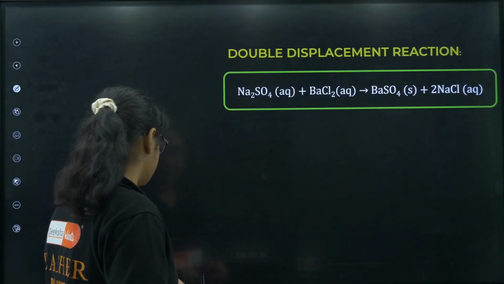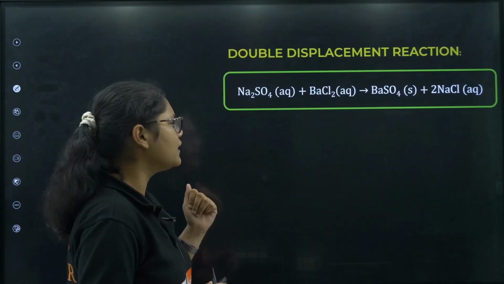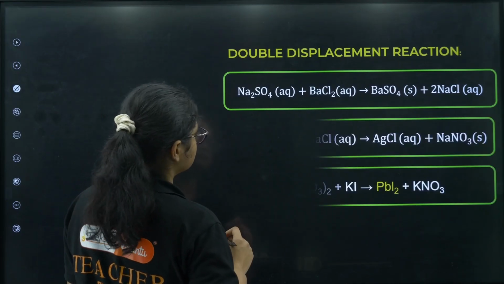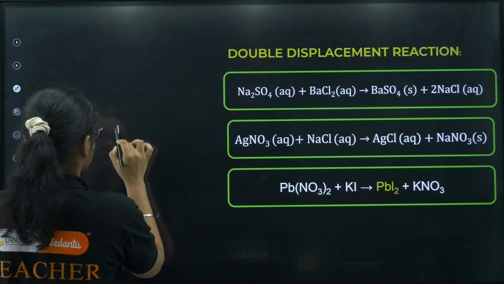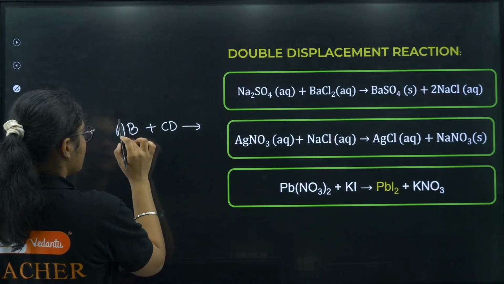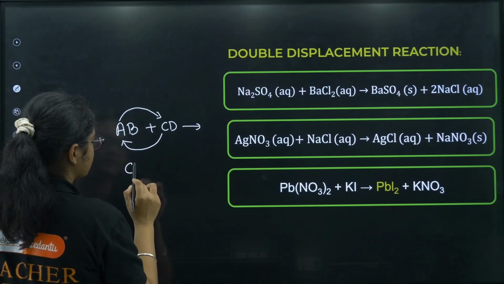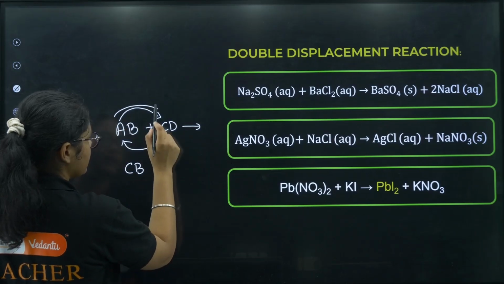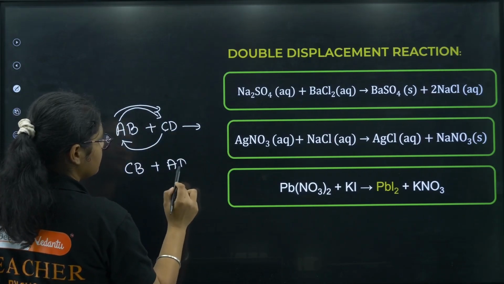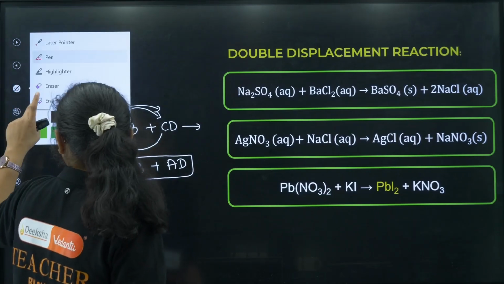Now, moving forward, we have double displacement reactions. A double displacement reaction is when, for example, you have AB plus CD, okay, then what will happen? A will replace C and C will replace A. So there are two replacements. A has gone there, that is one replacement, C has come here. CB plus AD will form. This is your double displacement reaction.